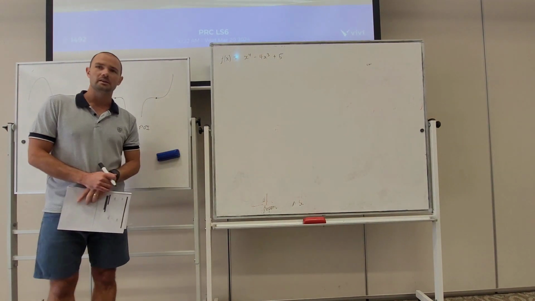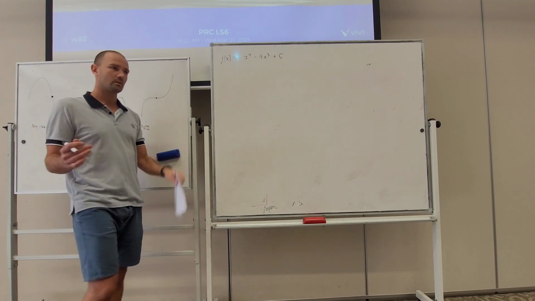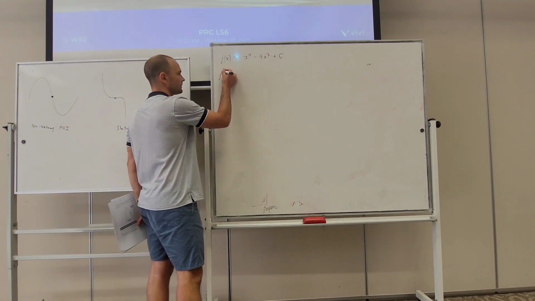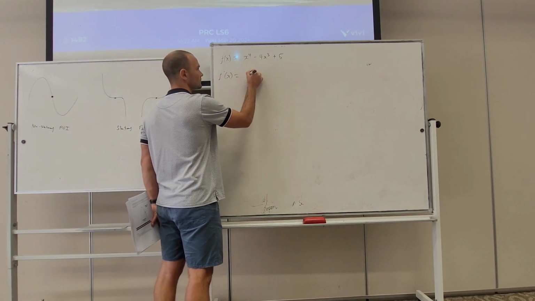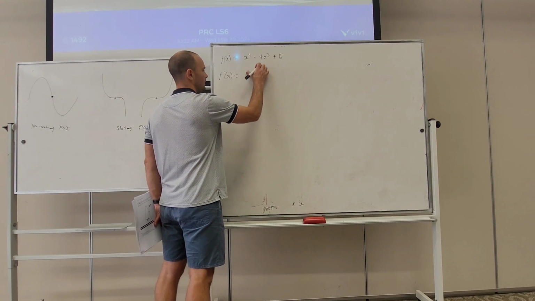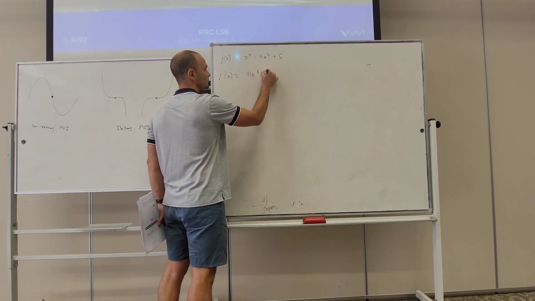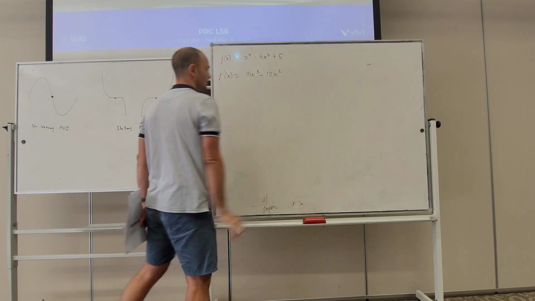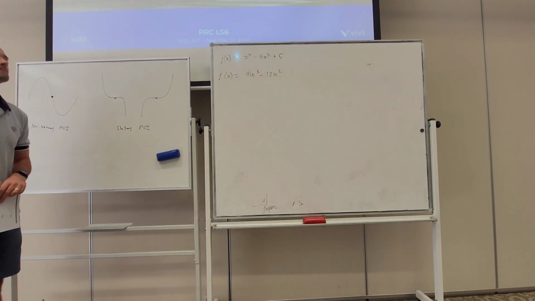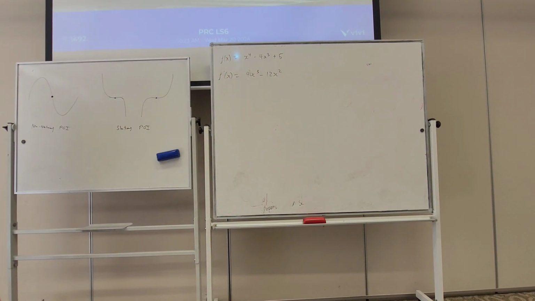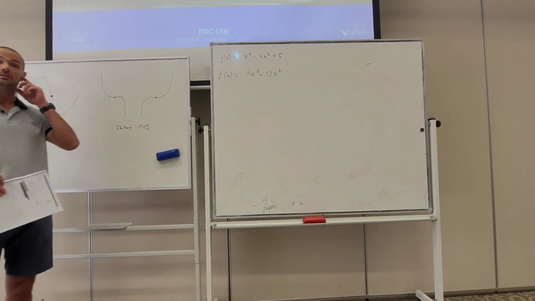So if we want to find turning points and when it increases and decreases, we're going to find the first derivative, 4x to the 3, and we're going to draw its sign diagram.